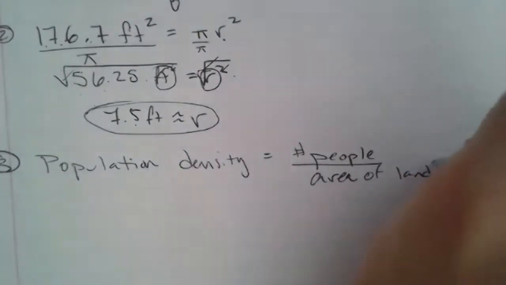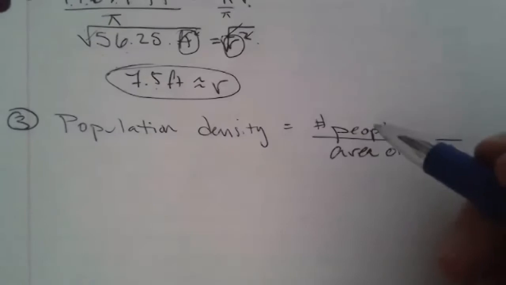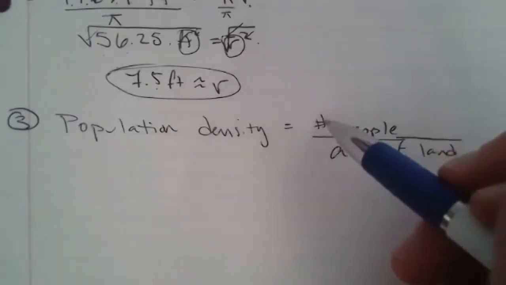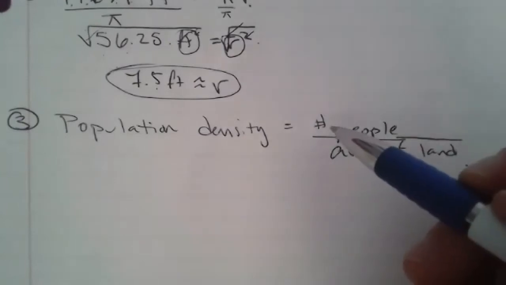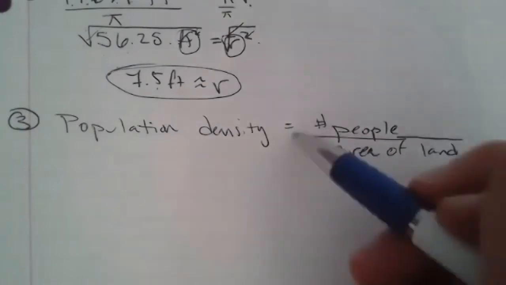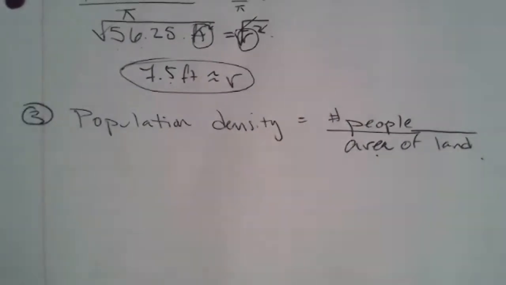How dense is it? You would expect somewhere like downtown Los Angeles to have more people per square mile than maybe you would expect Joshua Tree to have fewer people per square mile. So the density in Joshua Tree you would expect to be lower than the density in downtown Los Angeles, for instance. So let's see how that works out.